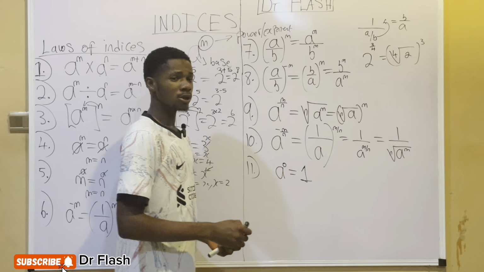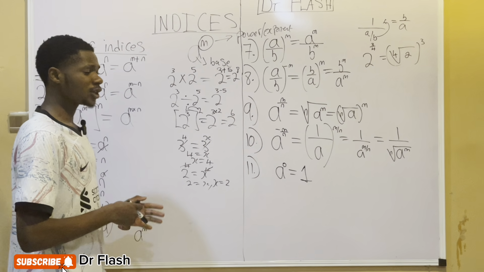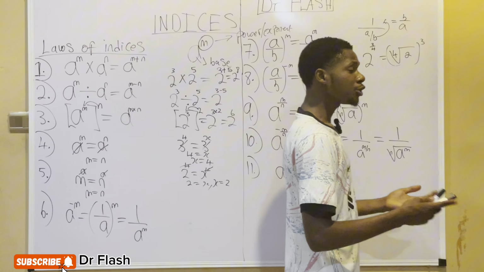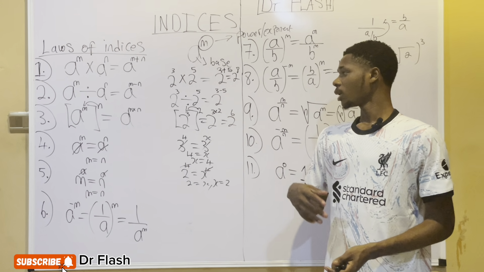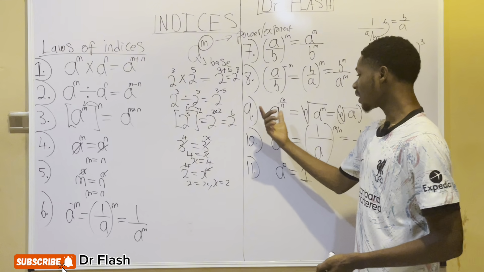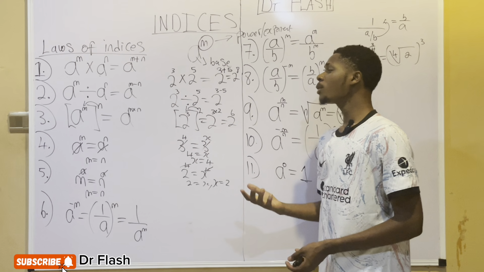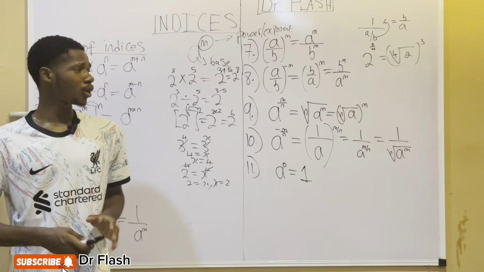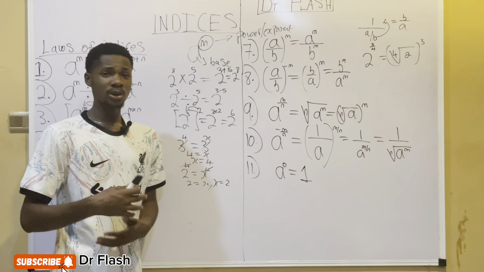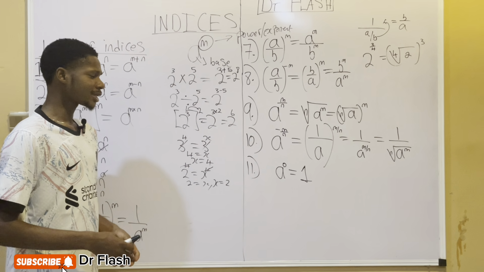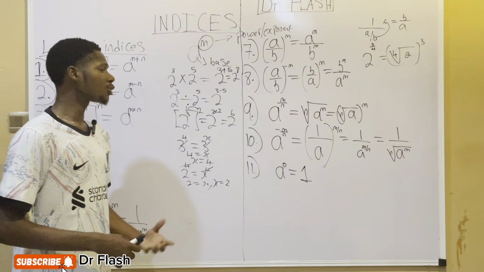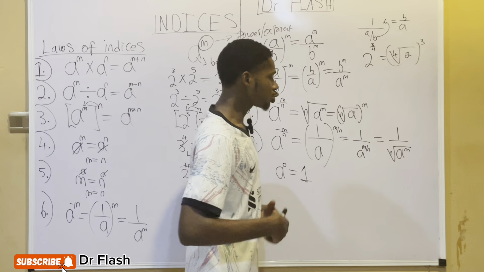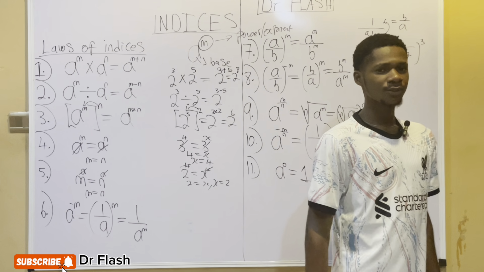Now these are the basic laws of indices you are going to make use of in solving any problem. Trust me, if you can understand these laws, you should be able to solve any problem on indices that is given to you, whether A or O level, in your WAEC, in your JAM, or in any exams that you plan on writing. If you can understand these laws and practice questions and examples, you should be able to solve problems.